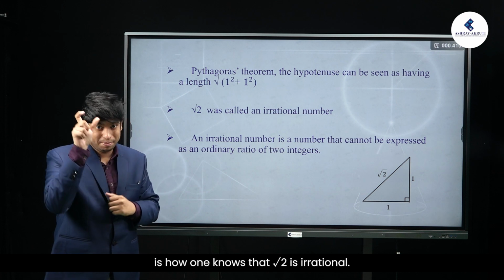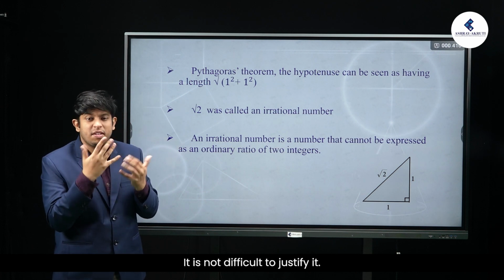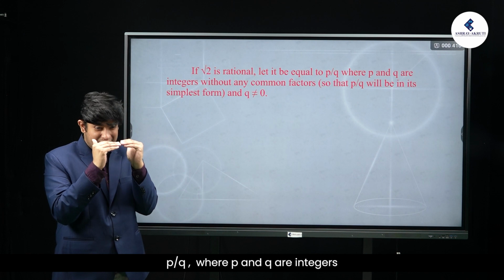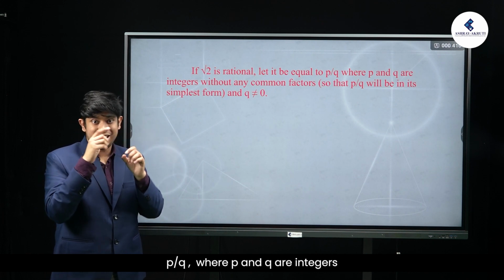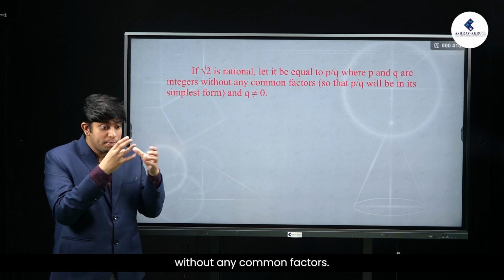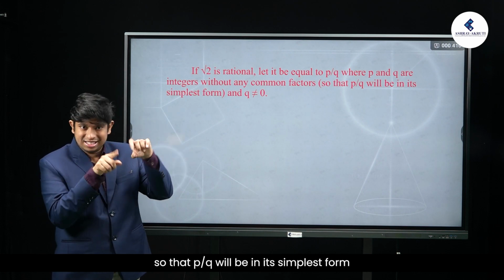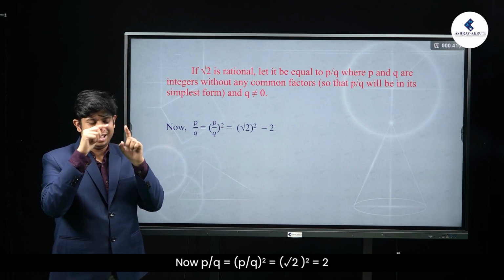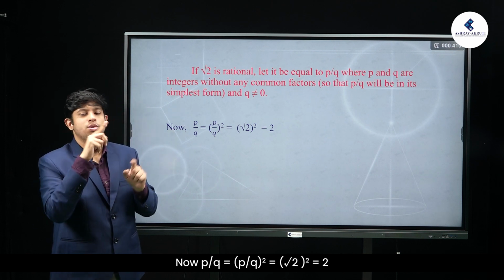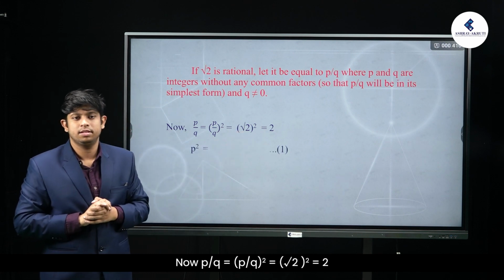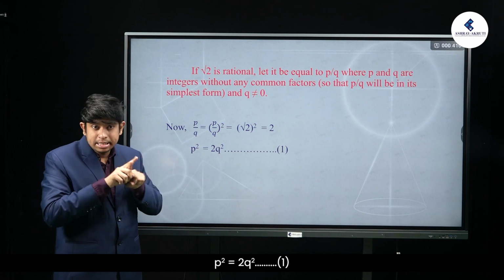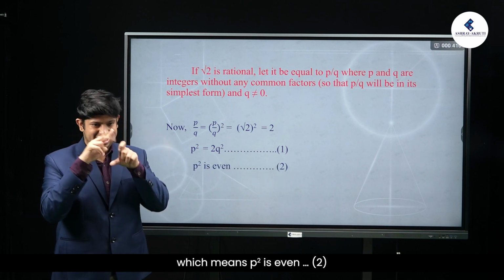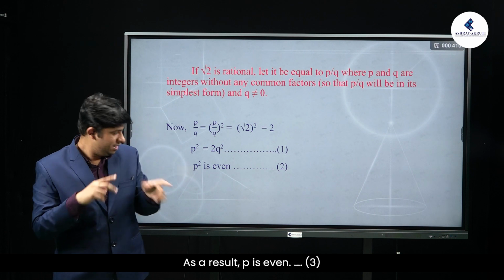A natural question is how one knows that root 2 is irrational. It is not difficult to justify it. If root 2 is rational, let it be equal to p by q, where p and q are integers without any common factors, so that p by q will be in its simplest form and q not equal to 0. Now (p by q) whole square is equal to (root 2) whole square, which is equal to 2. From the above equation we get p square is equal to 2q square, and consider it as equation 1, which means p square is even as equation 2. As a result, p is even as equation 3.